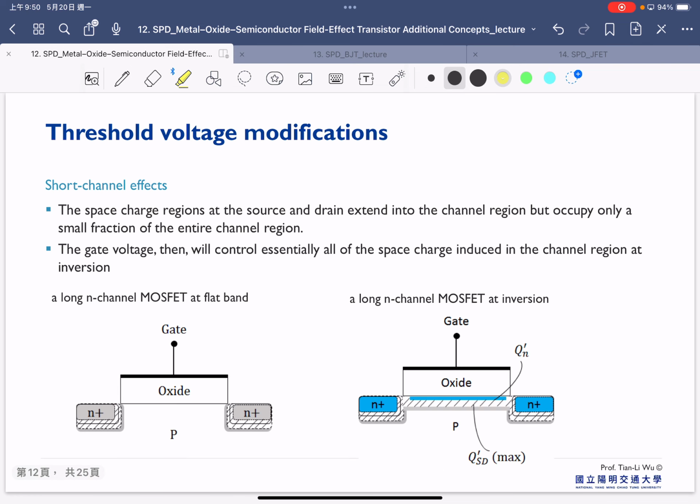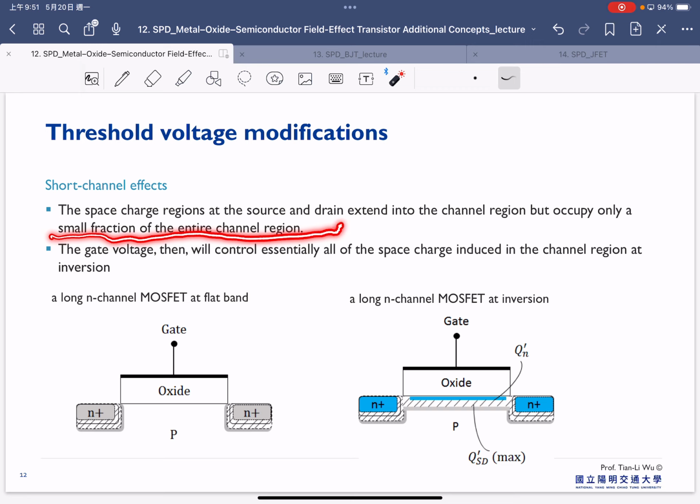And next, we have to discuss that once we do the scaling, the most critical challenge we will have is the short channel effect. This is the reason why we have to move on from the two-dimensional structure to the 3D like the FinFET. We move from the planar MOSFET to the 3D kind of FinFET. So the space charge region at the source and drain extends into the channel region, but occupies only a small fraction of the entire channel range here.